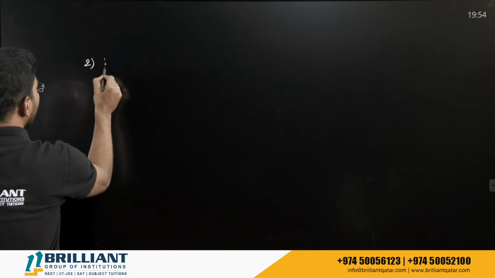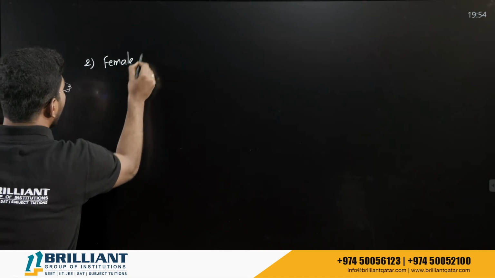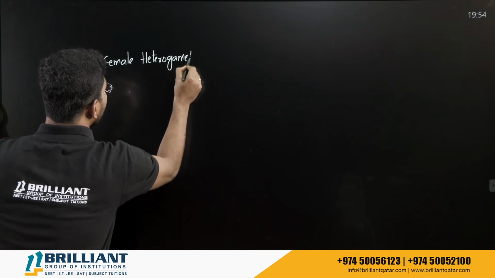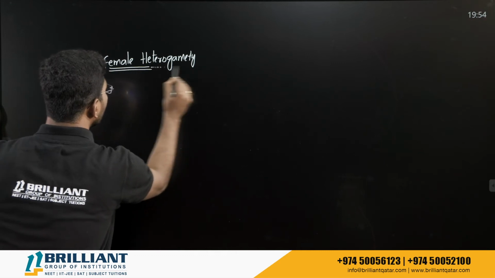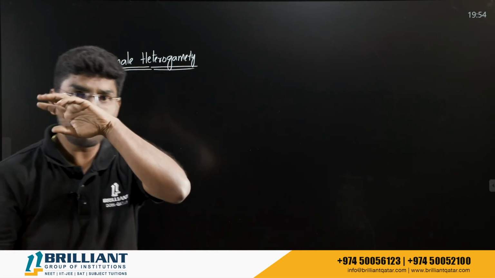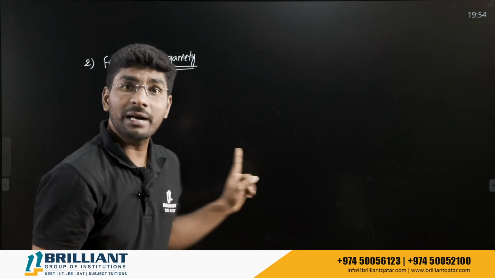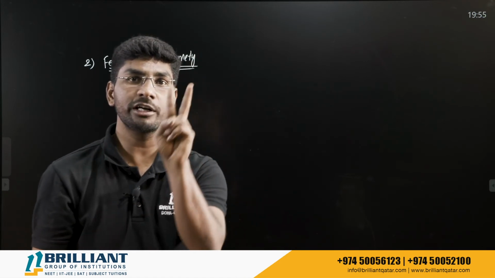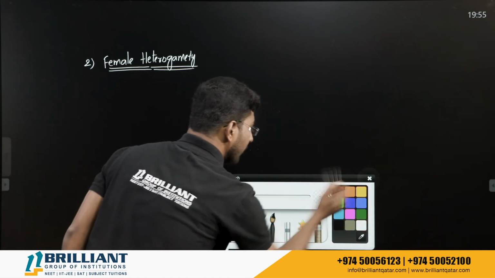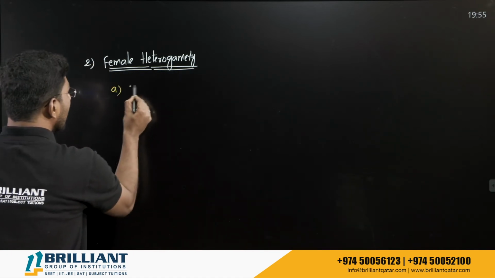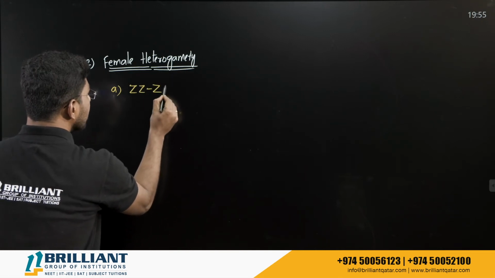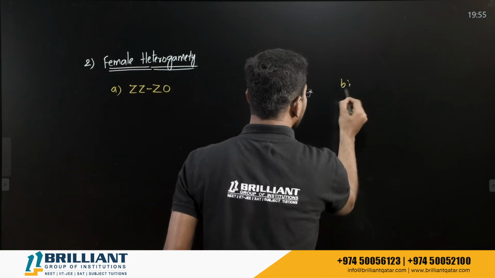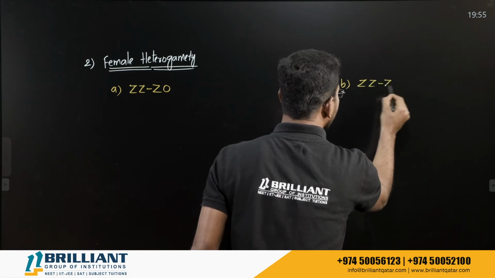The second type is female heterogamy. What exactly is the meaning of this? Females now produce two different types of eggs. So far males were producing two different types of sperms, but now it is the female's turn: females produce two different eggs. This is also divided into two types. What are they? The first one is ZZ-Z0, and the second one, I can write here, is ZZ-ZW type.